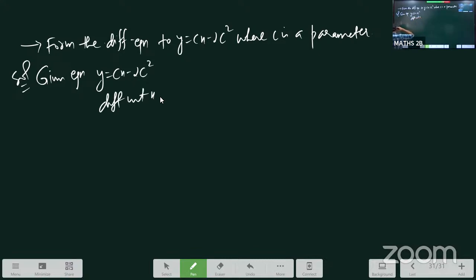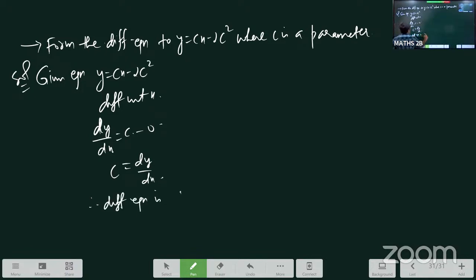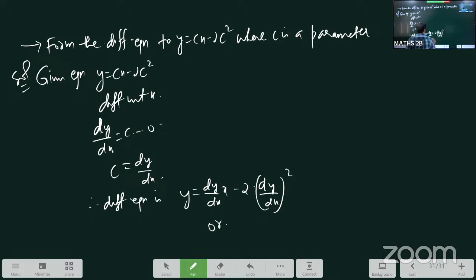Differentiate with respect to x. That is dy by dx equals c. x derivative is 1 minus 0. So c, what I got is dy by dx. Therefore, your differential equation is y is equal to dy by dx into x minus 2 into dy by dx whole square.